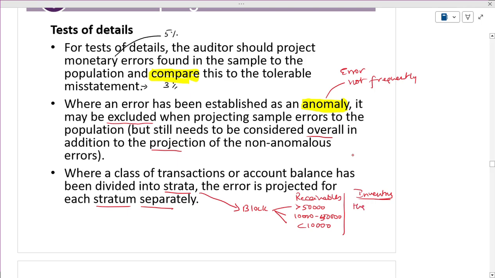High value inventory will be there. Low value inventory will be there. Obsolete inventory will be there. You will have different categories as such. Inventory is one stratum, and within that stratum, high value goods, low value goods, fast moving goods. For each and everything, we have to make the projections: how much will be the error that can exist in each case.